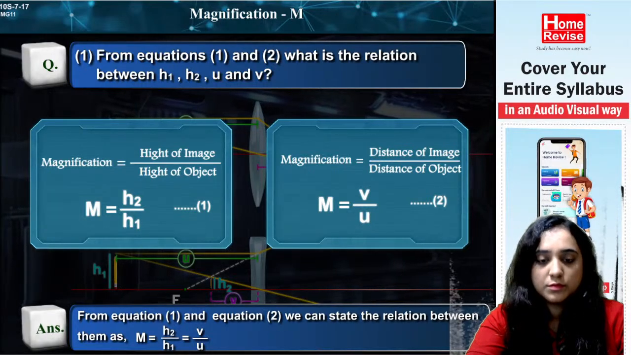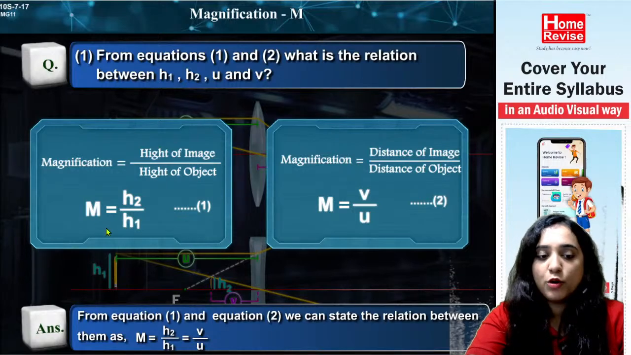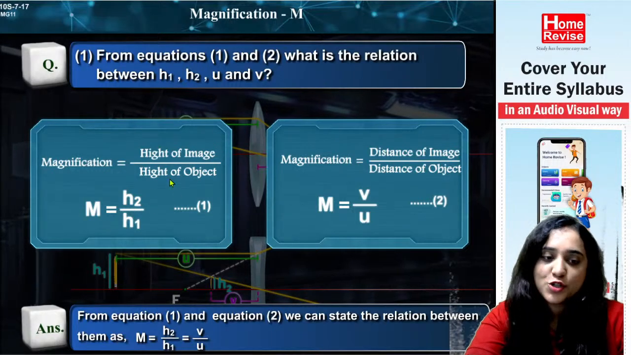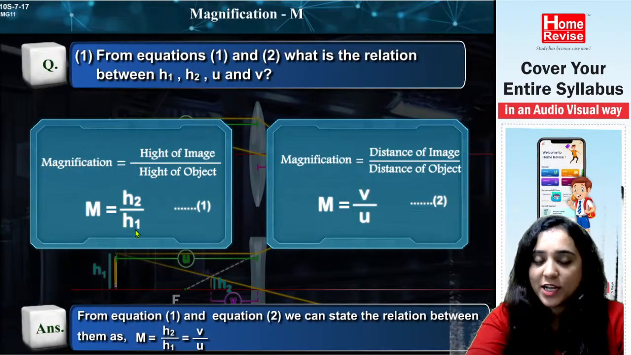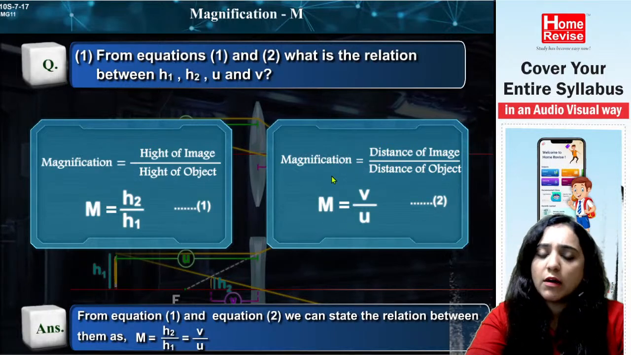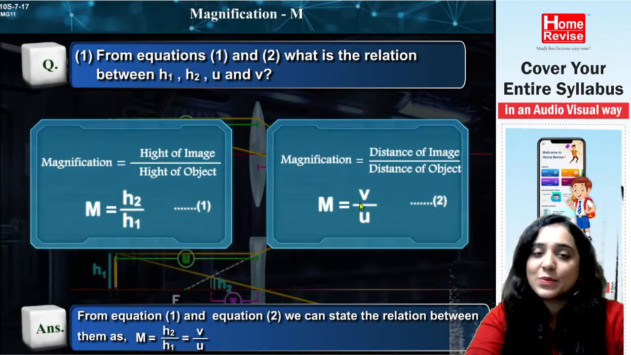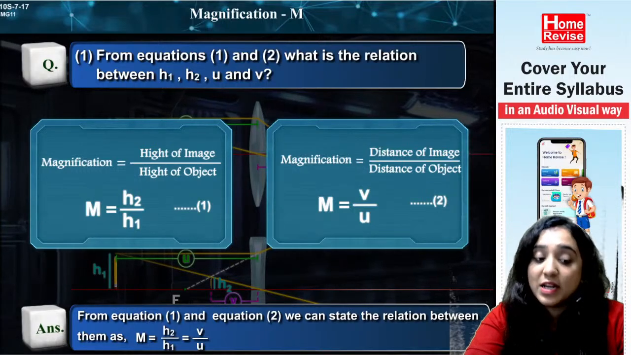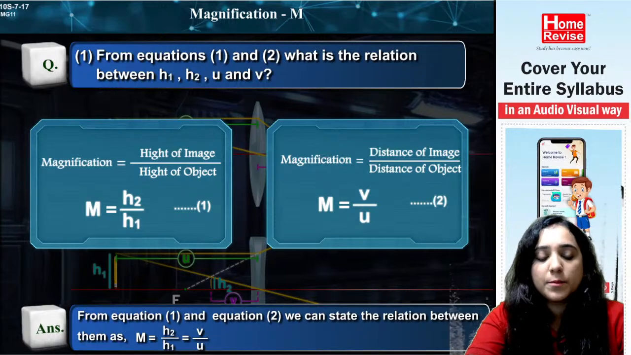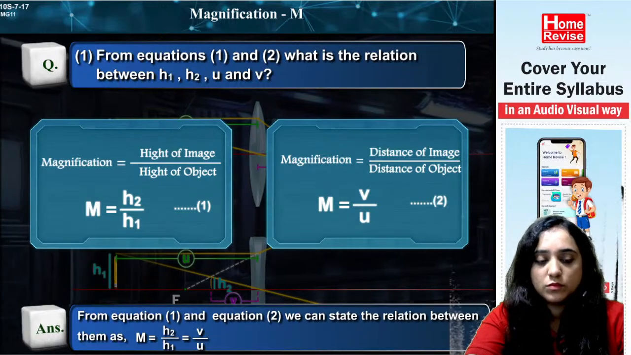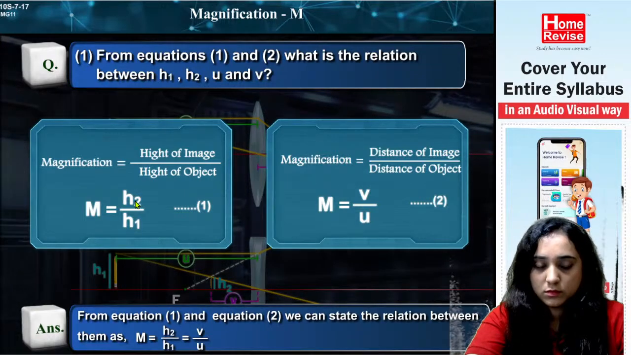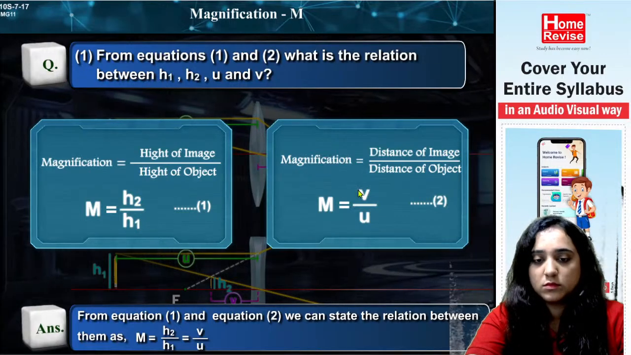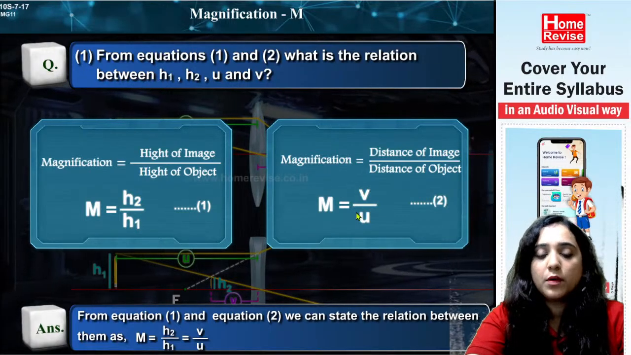From equation 1 and equation 2, we know the magnification of the lens is h2 upon h1, and the magnification with the help of u and v is v divided by u. So now let's understand the relation between them. Take the relation as M is equal to h2 upon h1 is equal to v upon u.